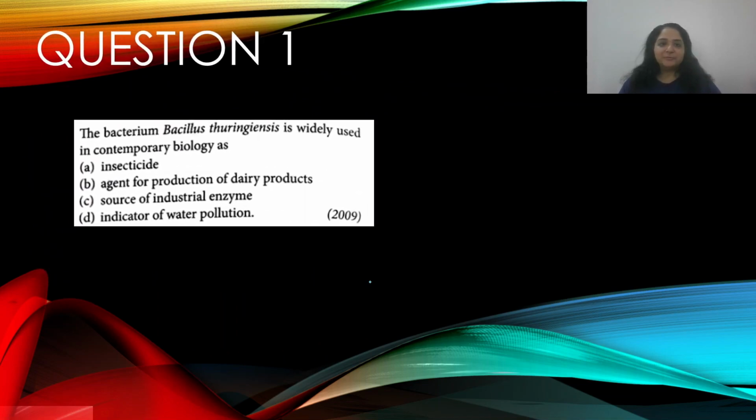Question number 1. The bacterium Bacillus thuringiensis is widely used in contemporary biology as, and this appeared in 2009, A. Insecticide, B. Agent for production of dairy products, C. Source of industrial enzyme, and D. Indicator of water pollution. Bacillus thuringiensis is widely used as an insecticide. We've already discussed the function of Bt toxin. So the answer is A.